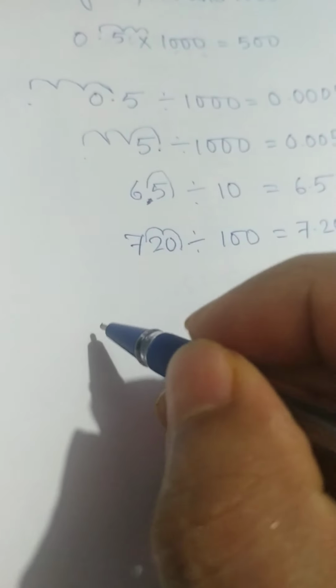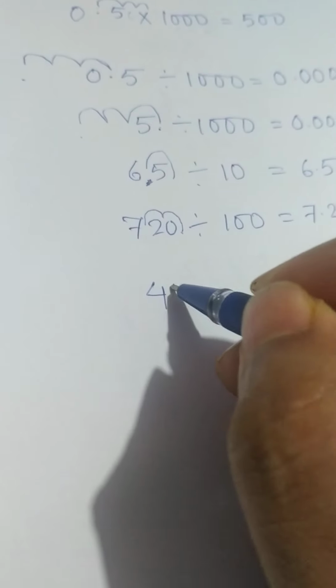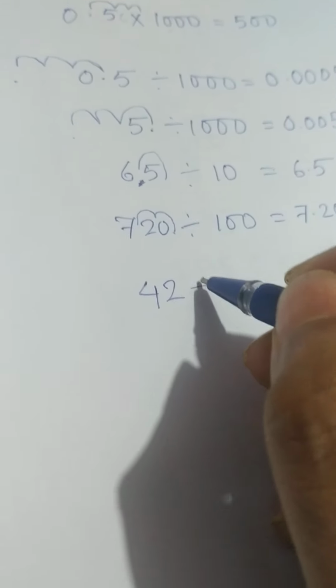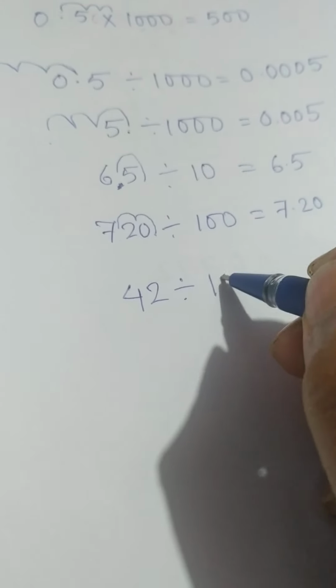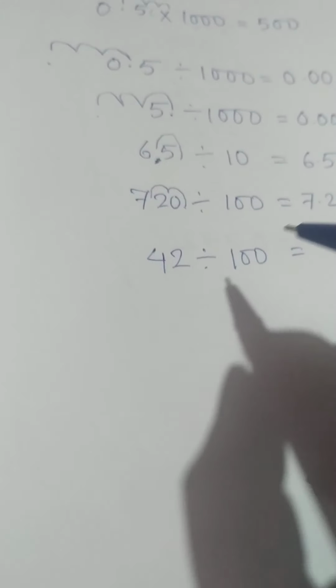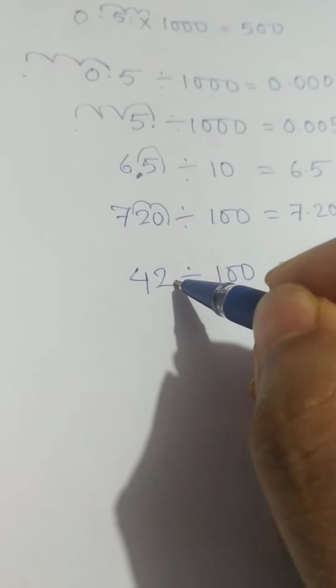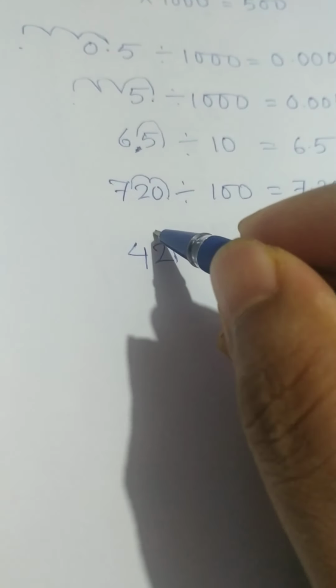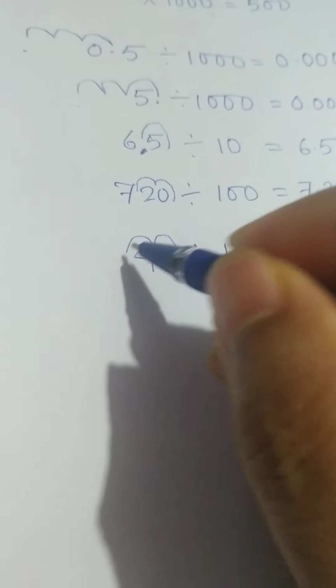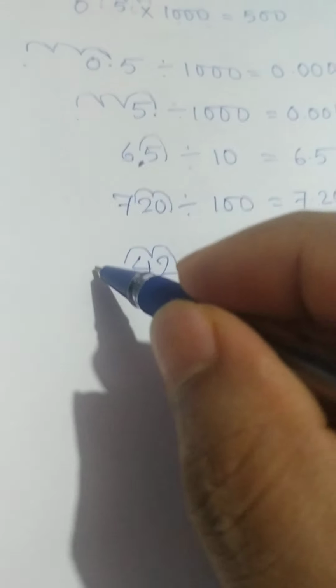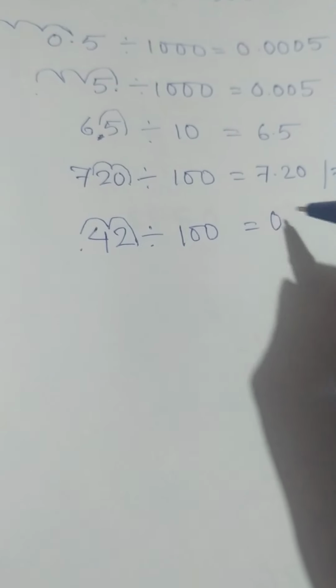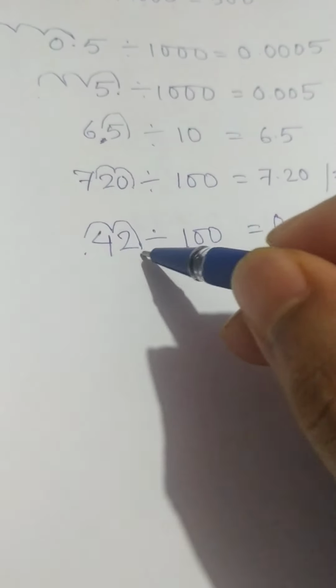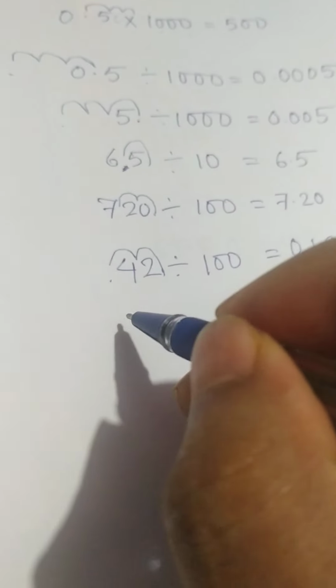Let's try some more problems. 42 divided by 100. We'll consider the point from here, 1 step, 2 step, so the point comes over here. If there is no number, we need to consider a 0, then the point, then the numbers. So 0, point, these two numbers, 4, 2.